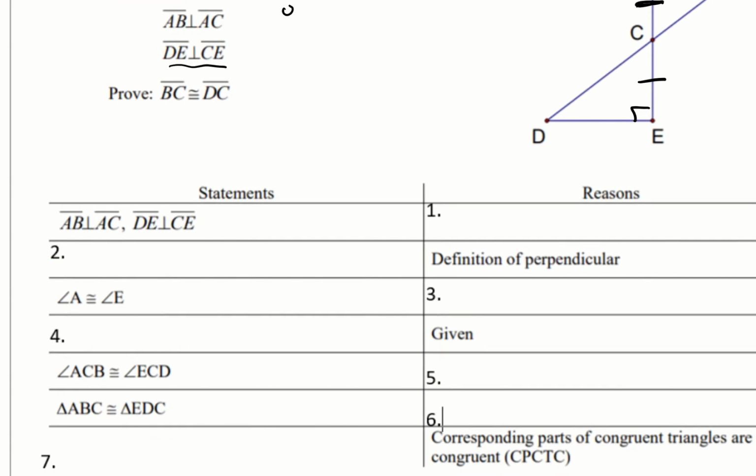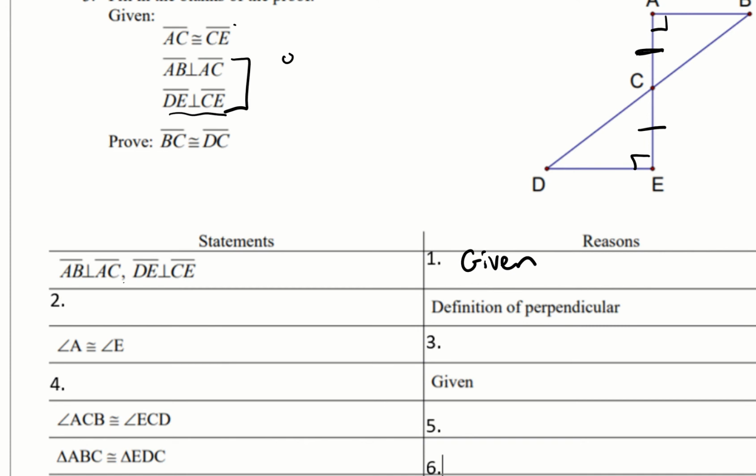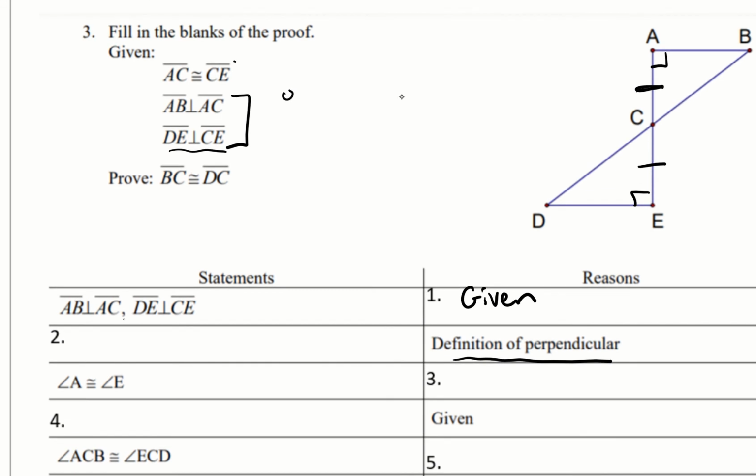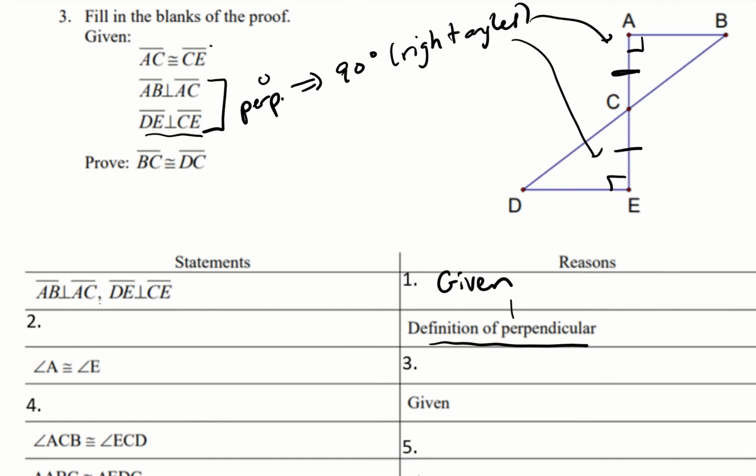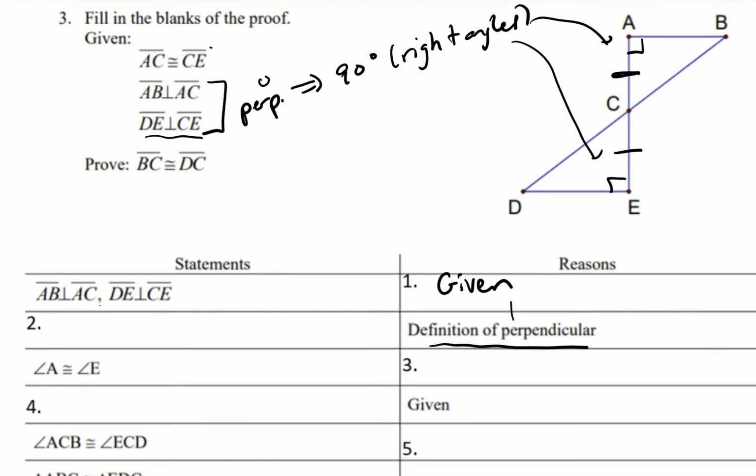In this question, they're saying AB is perpendicular to AC. Well, that's given, right? That's given in the problem. They told us that right here. Okay, number 2. We want the definition of perpendicular. That's exactly what we did. Because these two are perpendicular, they make 90-degree angles, which is exactly why we have right angles right here and right here. So that means we have two right angles. What are my two right angles?